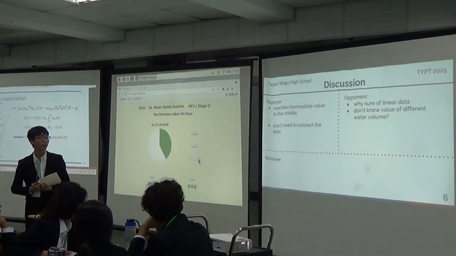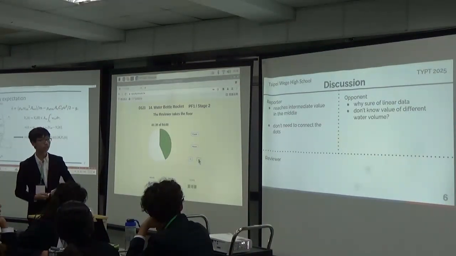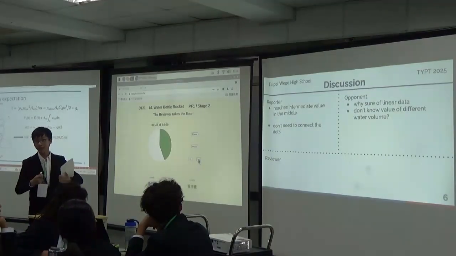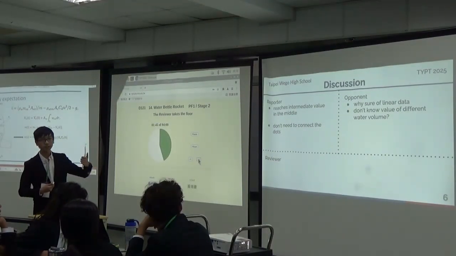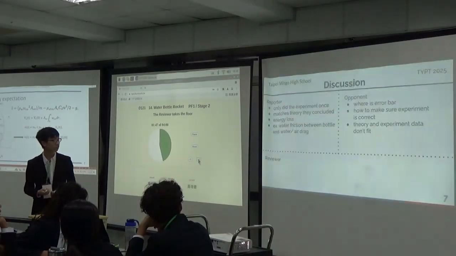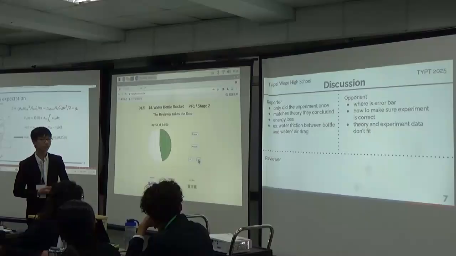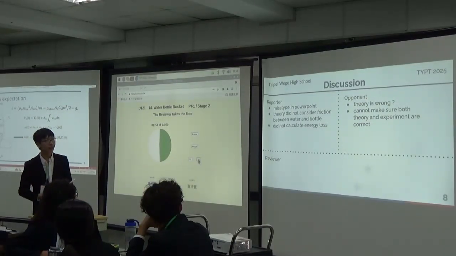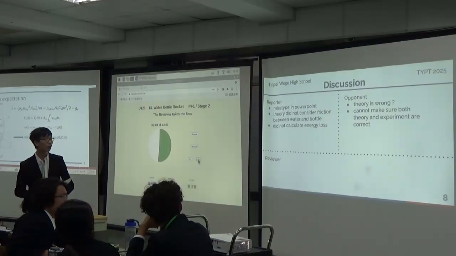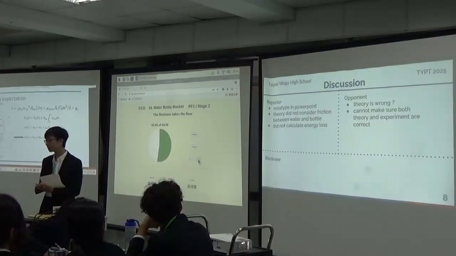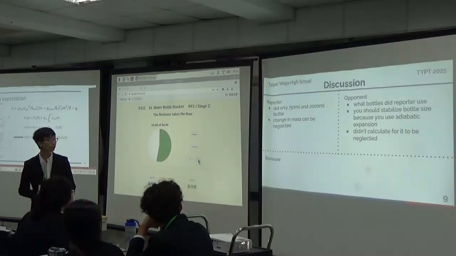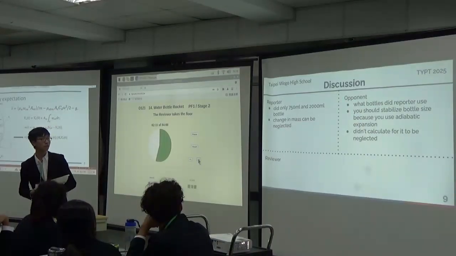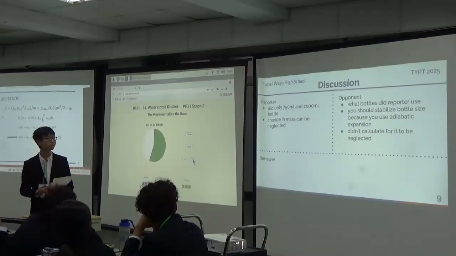So for the discussion, the opponent asked how linear data affects, why it is linear data, and the reporter says that it reaches an intermediate value in the middle. The next one is about error bars, and the reporter stated many times that they only did the experiment once. The next one, the opponent asks, because of these error bars, the theory must be wrong. And then the reporter says something about their mistype in their PowerPoint. Next one is about what bottle the reporter uses, and the reporter responds with only 2 bottles.